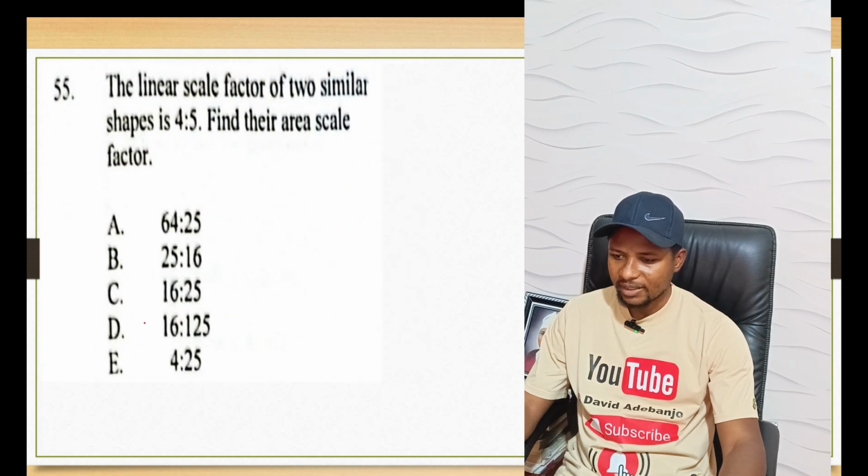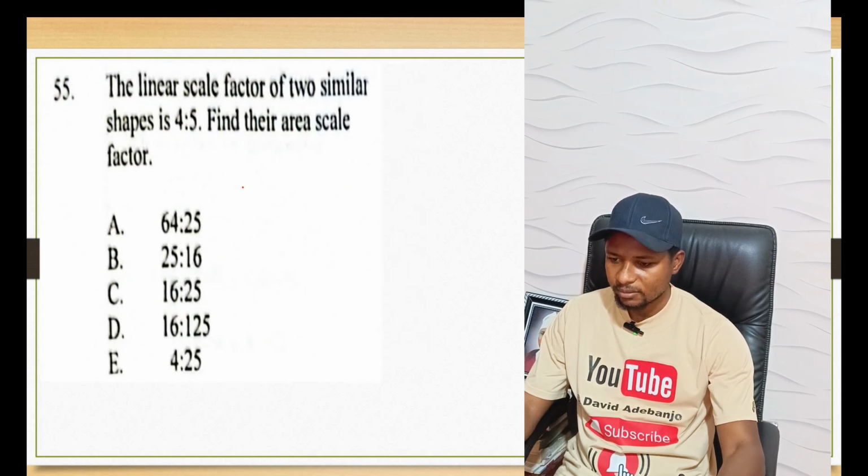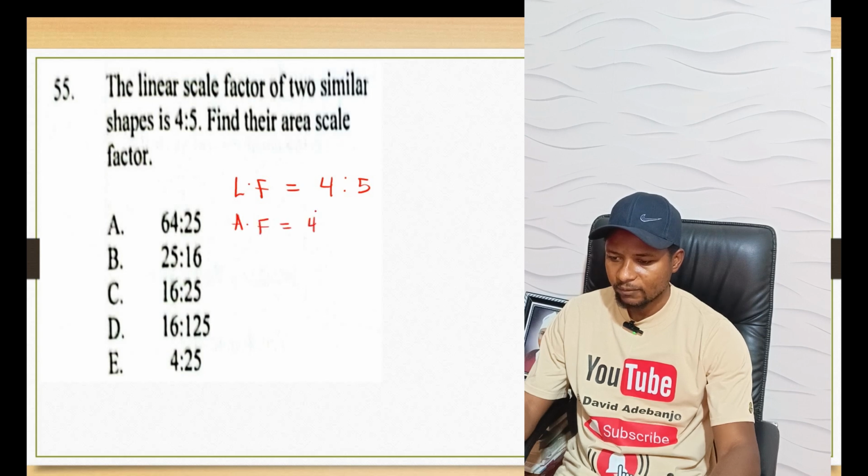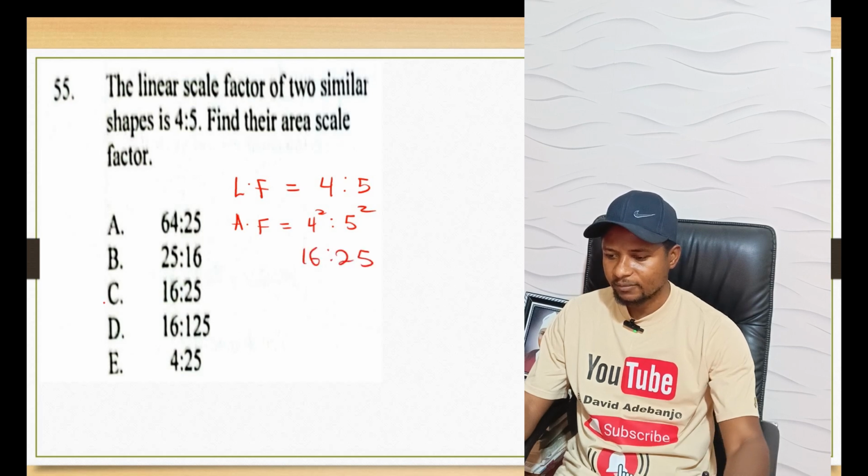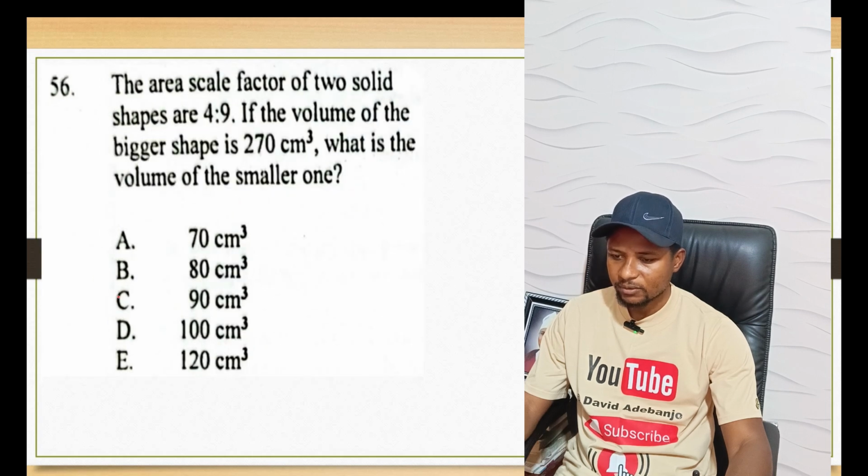Number 55. The linear scale factor of two similar shapes is 4 to 5. Find the area. So the area factor will be 4 squared ratio 5 squared, and that will give you 16 to 25. It looks like they are repeating themselves. So that's C.